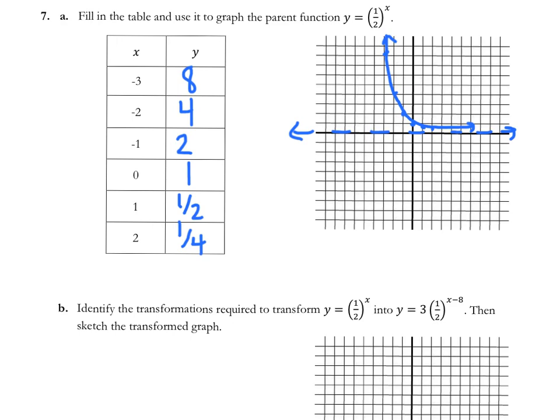So maybe I'll actually walk you through these transformations just because there's a vertical stretch, so you might forget how to do a vertical stretch. The two transformations that are happening are a vertical stretch by 3 and a shift right by 8. Let's write that down real quick.